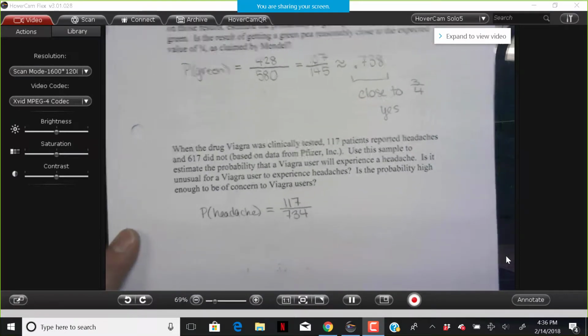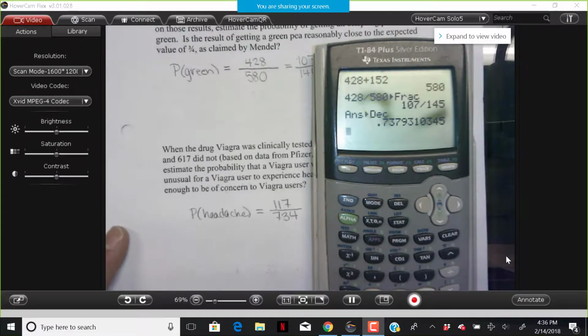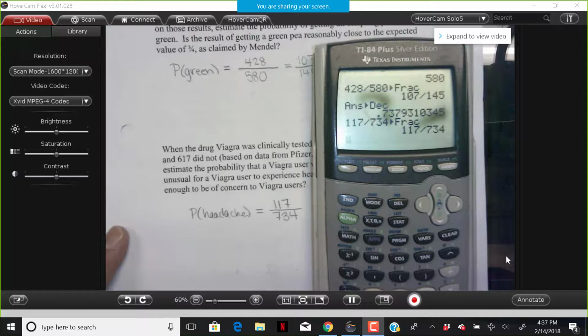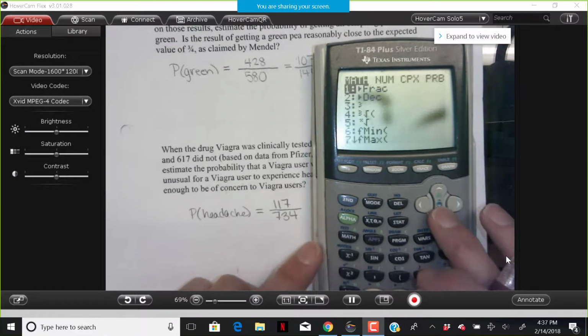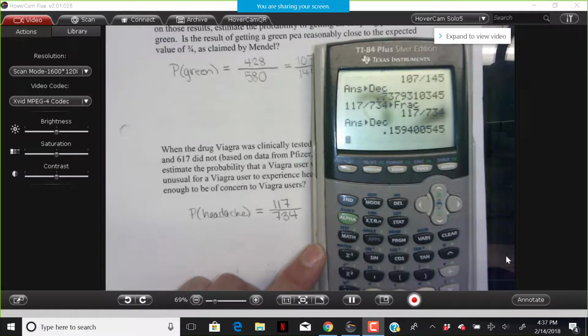And we can see if that simplifies. It does not. So that's the simplified fraction. If we want it as a decimal, just go down to convert to decimal. So about 0.159.